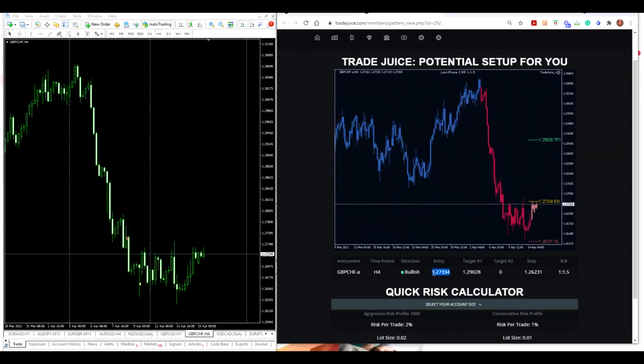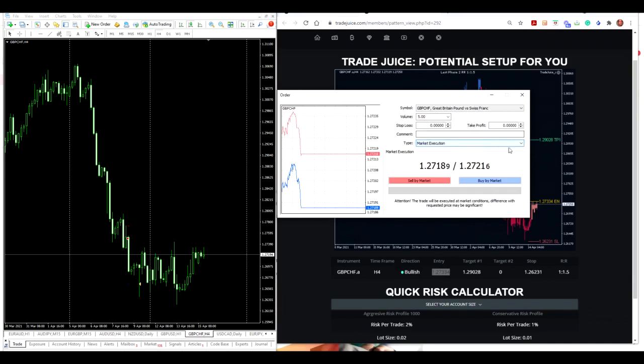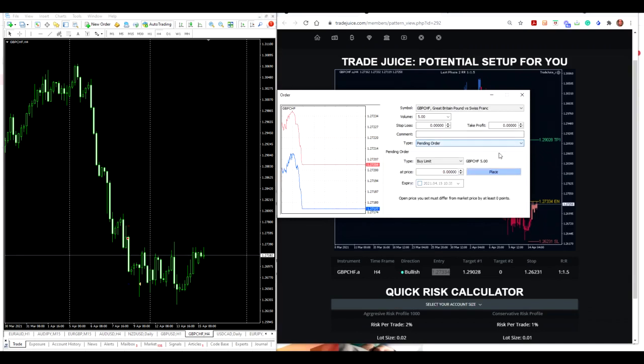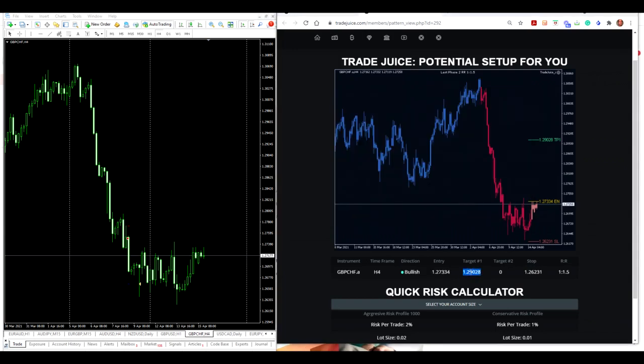So I'm going to enter there and set a pending order. This is bullish, so I'm going to set a buy stop. All is explained in the Tradejuice members area, of course. And I'm going to also add the target, that price there. And do that now.